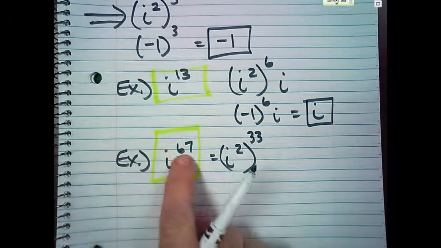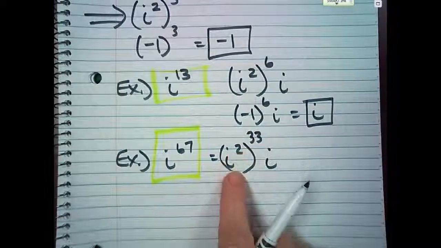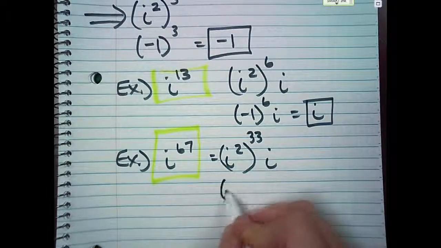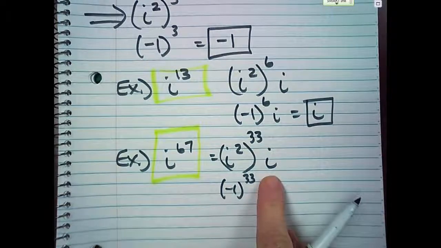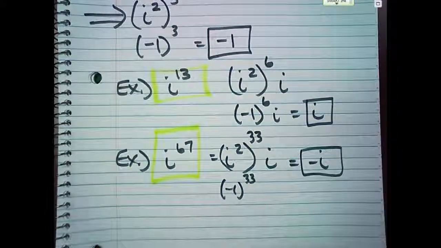Right, because I needed how many i's? 67. So I had an odd amount of -1's. So is this part positive or negative? Think about it. -1 to the 33rd power, is that going to be positive or -1? -1. -1 times i is -i. You're only going to have 4 answers: i, -i, 1, or -1. That's the only possible options.